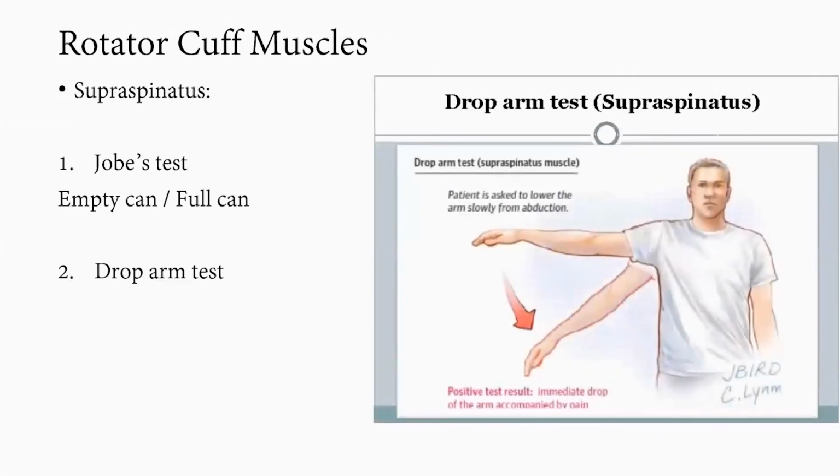The lag sign is the drop arm sign, where the examiner puts the shoulder in a position of abduction and asks the patient to slowly lower the arm. Failure of the patient to do that, with dropping of the arm, is a positive lag sign. The empty can test can be done as a full can test with the thumb pointing upwards. The test can also isolate the supraspinatus, and it's less painful in patients with impingement.